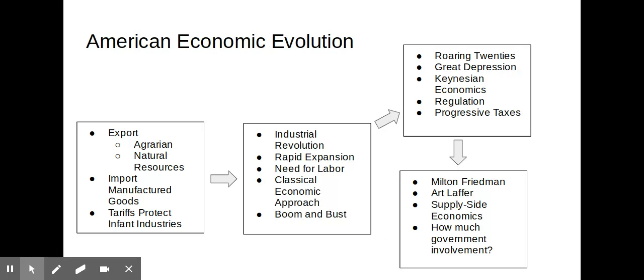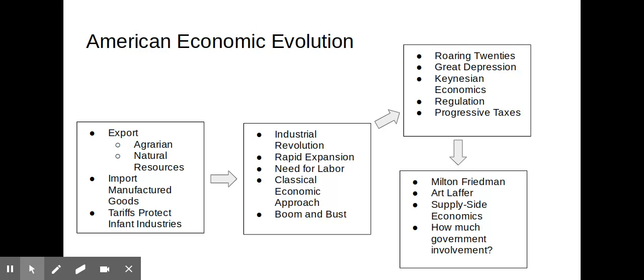So this is about the American economic evolution. When the country first began, and it's important to note because there are some people that believe that a global economy is bad, it's terrible, but the United States is only here because of a global economy.